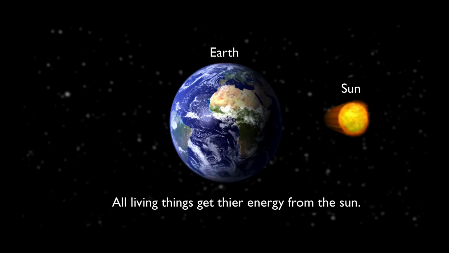Now, the Earth gets all of its energy from the sun. So, everything that's alive on Earth gets its energy directly or indirectly from the sun. Now, you might be saying, how does that even work? Well, it works through a process called photosynthesis.